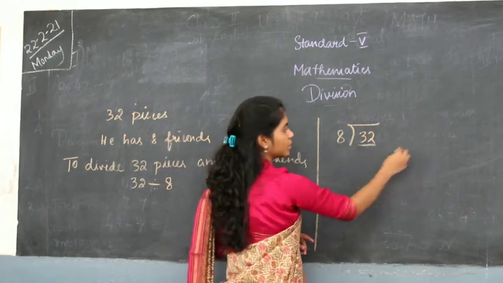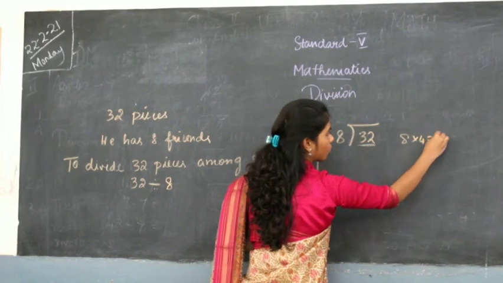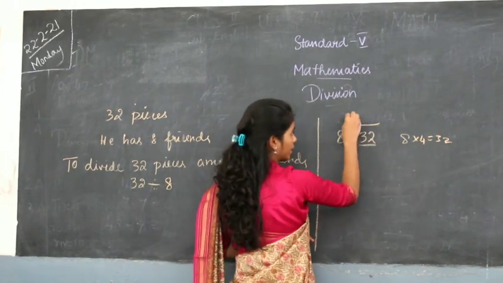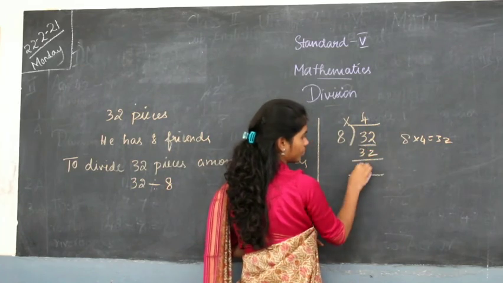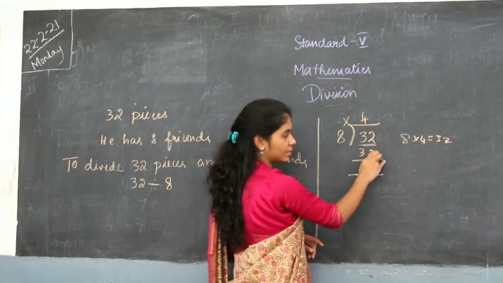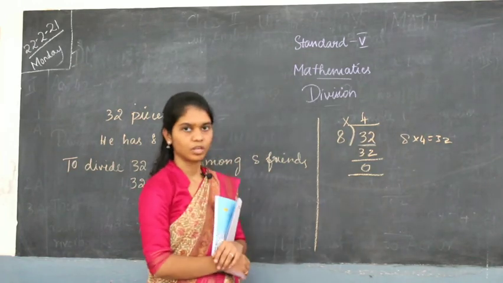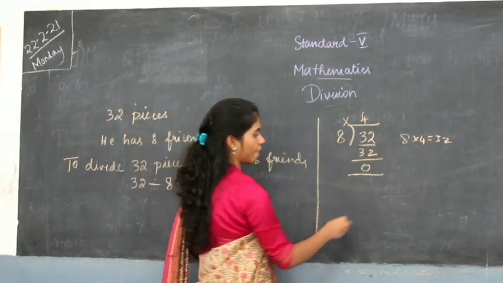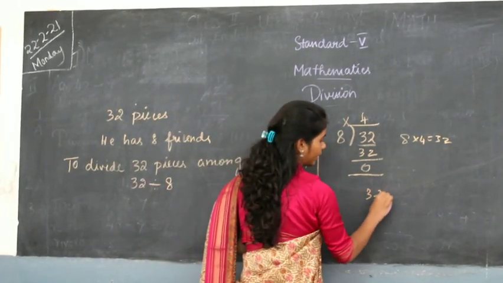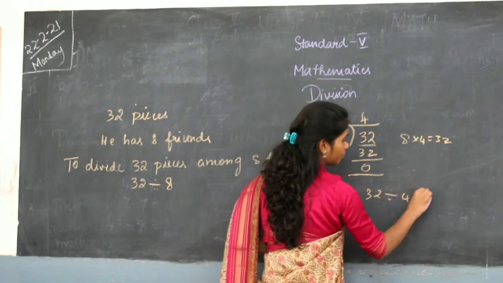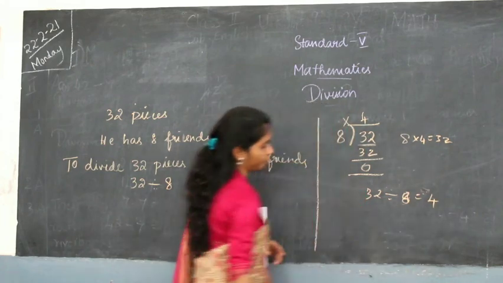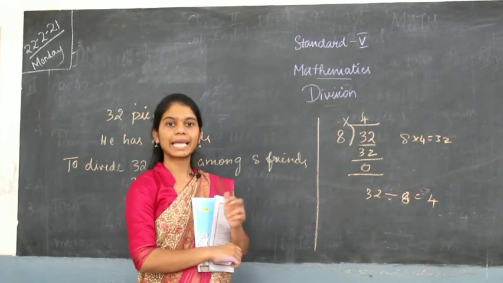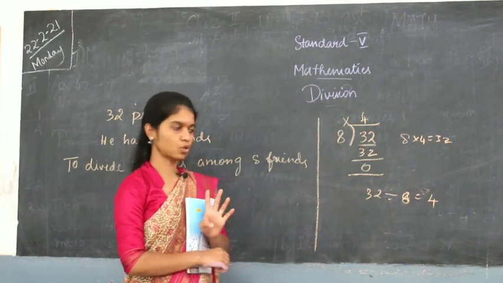So what you will do is 8 fours are 32. 8 fours are 32. 32 minus 32 will be 0. So your answer will be 32 divided by 8 is equal to 4. So each of his 8 friends will get 4 chocolates.